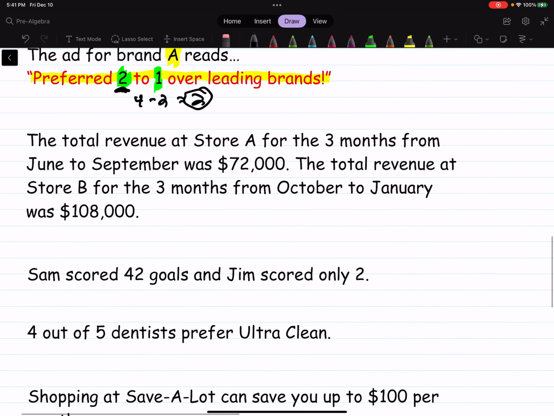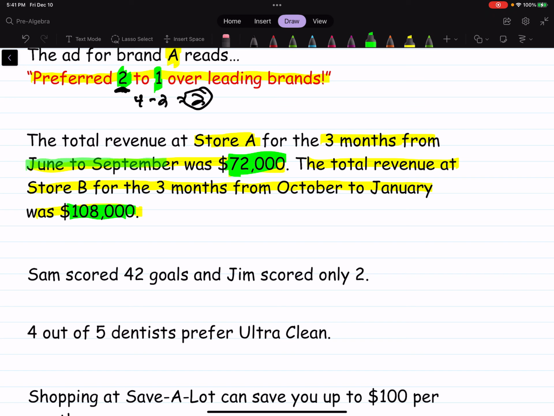Total revenue for store A for 3 months from June to September was $72,000. Total revenue from store B for 3 months from October to January was $108,000. At first glance, you'd say to yourself, well, store A didn't do as well as store B, only $72,000 to $108,000. But why is this misleading?